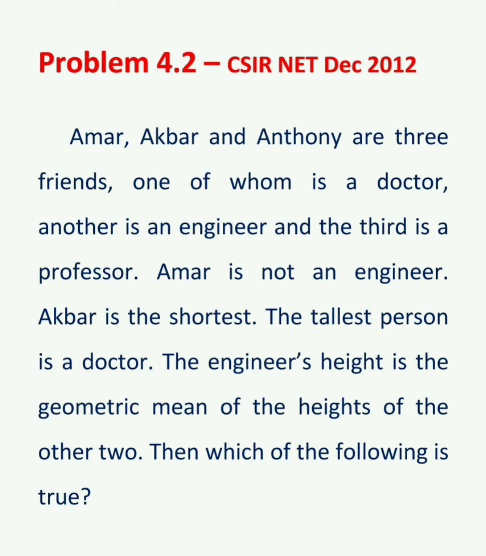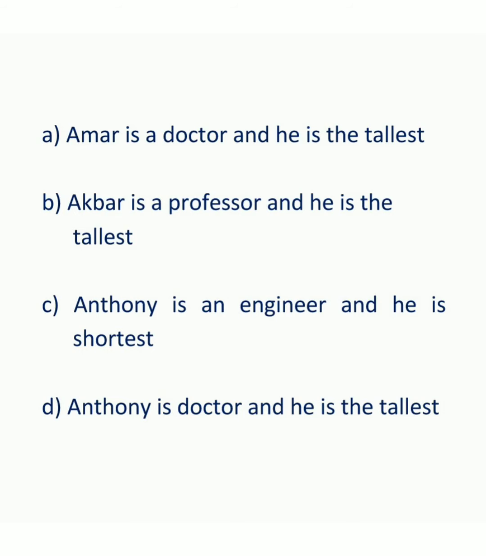Problem 4.2. Amar, Akbar and Andoni are three friends. One of whom is a doctor, another is an engineer, and the third is a professor. Amar is not an engineer. Akbar is the shortest. The tallest person is a doctor. The engineer's height is the geometric mean of the heights of the other two. Then which of the following is true? Option A, Amar is a doctor and he is the tallest. Option B, Akbar is a professor and he is the tallest. Option C, Andoni is an engineer and he is the shortest. Option D, Andoni is a doctor and he is the tallest.